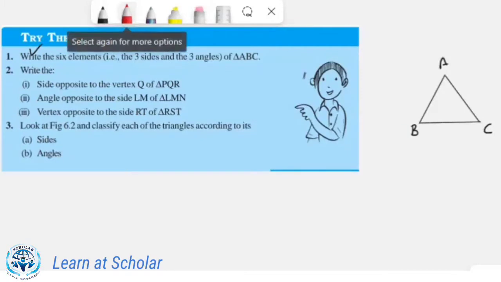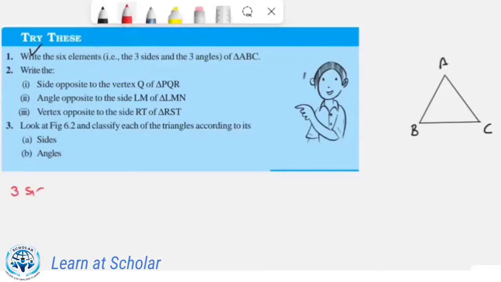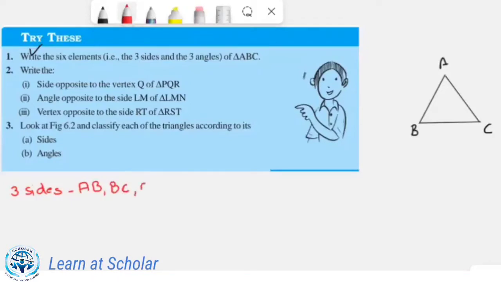Now the three sides. These are AB, BC and CA. Triangles. One, two and three.